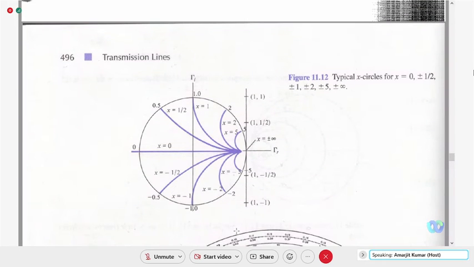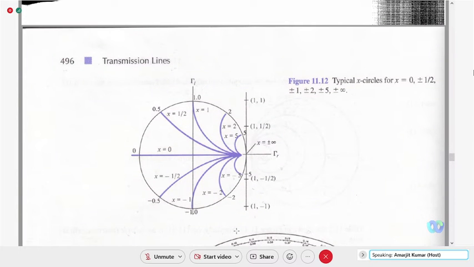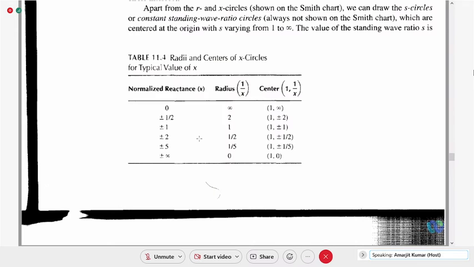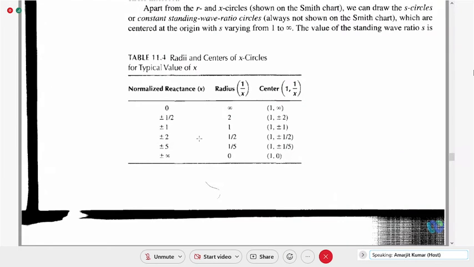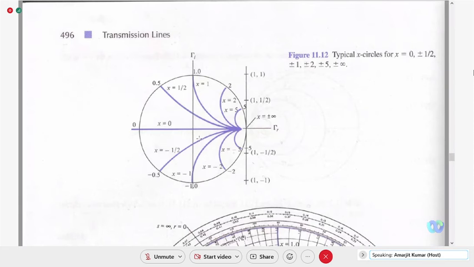Here, this is a typical example. For x equal to 0 and plus minus 1 upon 2. When x is equal to 0, what is the center and radius? Radius is infinity, center is 1 comma infinity. So x equal to 0 is a line because the radius is infinity. It will be a line.